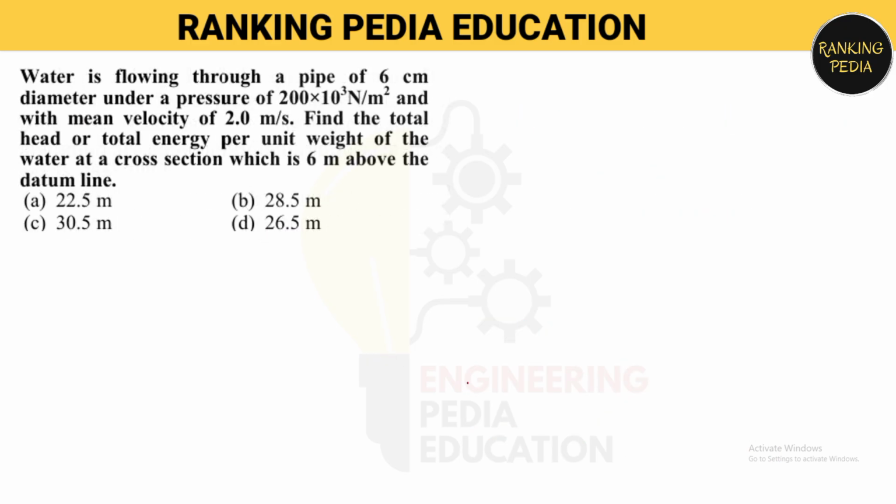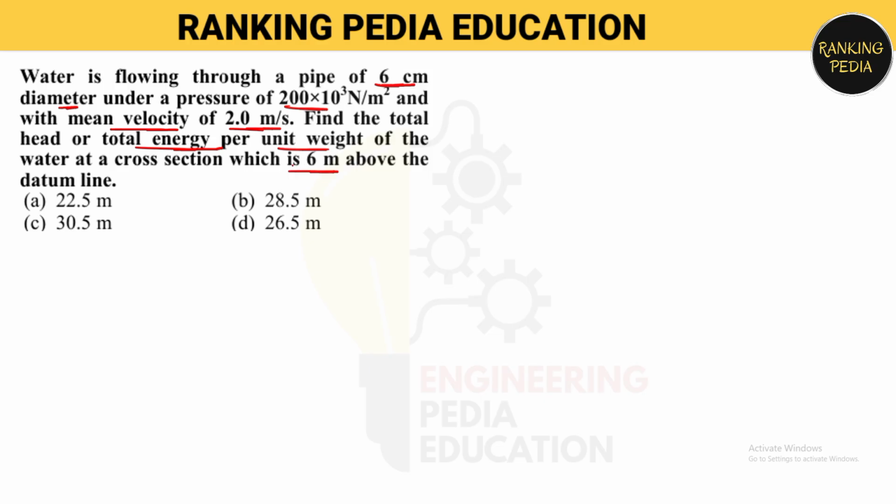Next question is: water is flowing through a pipe of 6 centimeter diameter under a pressure of 200 times 10 to the power 3 Newton per meter square, and with a mean velocity of 2 meter per second. Find the total head or total energy per unit weight of the water at a cross section which is 6 meter above the datum line.